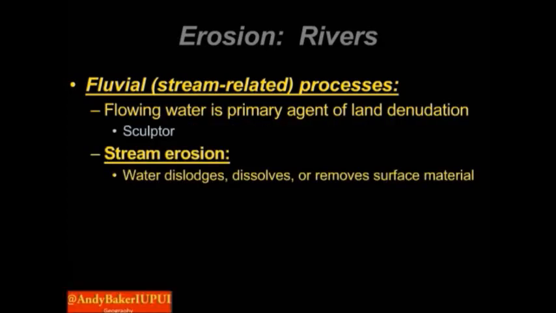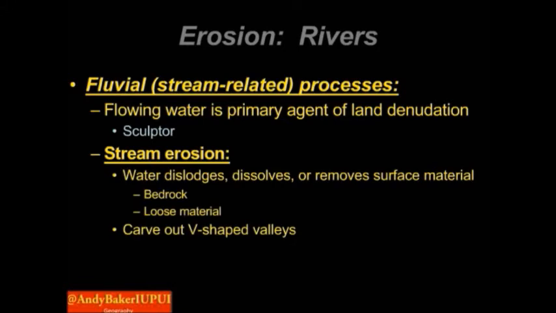Stream erosion characteristics: water dislodges, dissolves, as we talked about beforehand with karst topography, or removes the surface material. Surface material could be bedrock, so limestone, or just loose material above the bedrock, i.e. soil. So, a key characteristic: we're going to compare rivers versus glaciers.